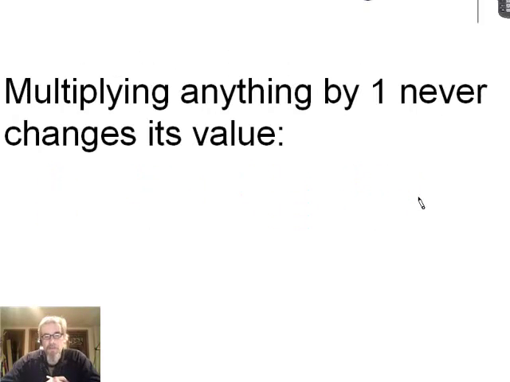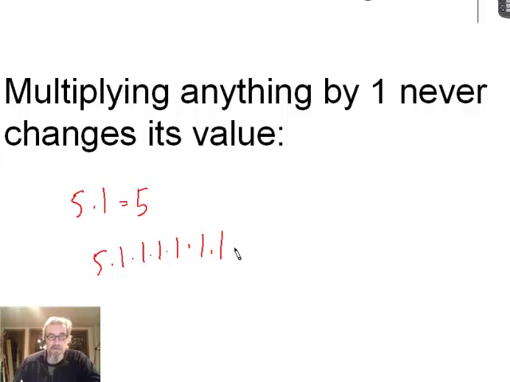The second principle is that multiplying anything by 1 never ever changes its value. So let's say I started out with 5 and I multiply by 1. I got 5. If I take 5 and I multiply by 1 times 1 times 1 times 1 times 1 times 1 times 1 times 1 times 1 till I get really, really tired of it, I still have 5.